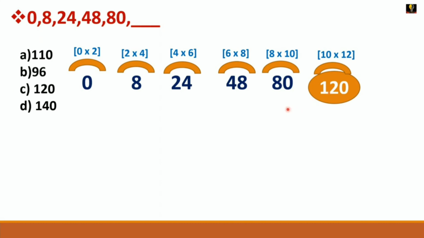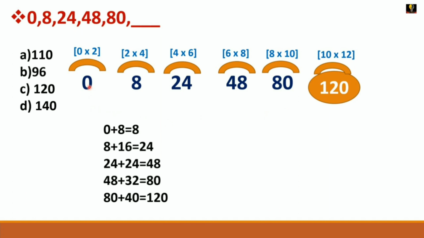If you want to solve in another way, you can see here, 0 plus 8 is 8, the second digit. Now 8 plus 16 is 24. Then 24 plus 24 is 48. Then 48 plus 32 is 80, then 80 plus 40 becomes 120. If you observe this, 8, 16, 24, 32, 40, so the addition of 8 in this series and you will get the answer. So the right answer with both ways is 120.